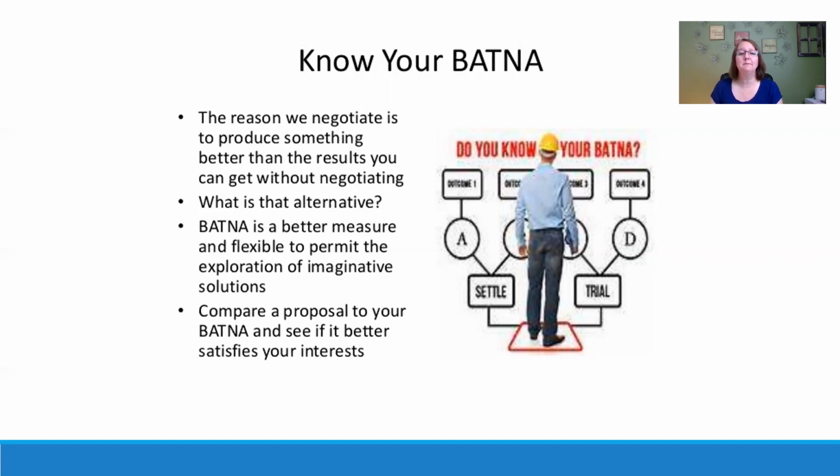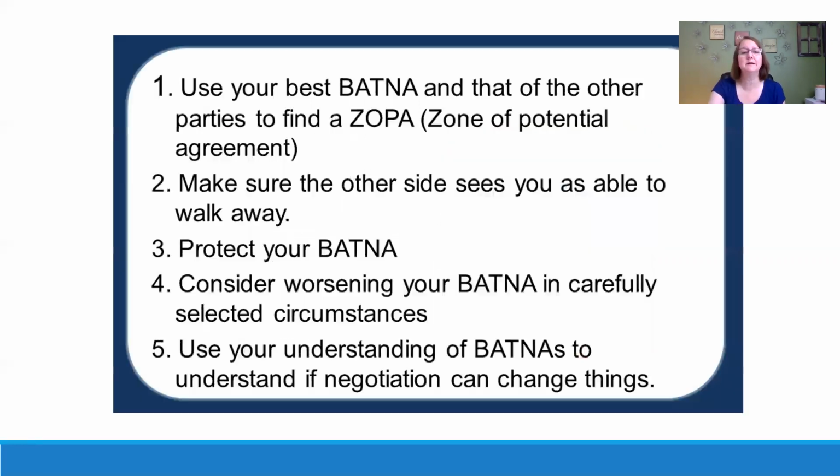And BATNA is a better measure, and it's flexible to exploring a solution. Compare a proposal to your BATNA and see if it better satisfies your interests. So it's the offer and counter offer and trying to find where both parties can be satisfied. So use your best BATNA and that of the other parties to find your ZOPA, the zone of potential agreement. Make sure the other side sees you as able to walk away without being rude.